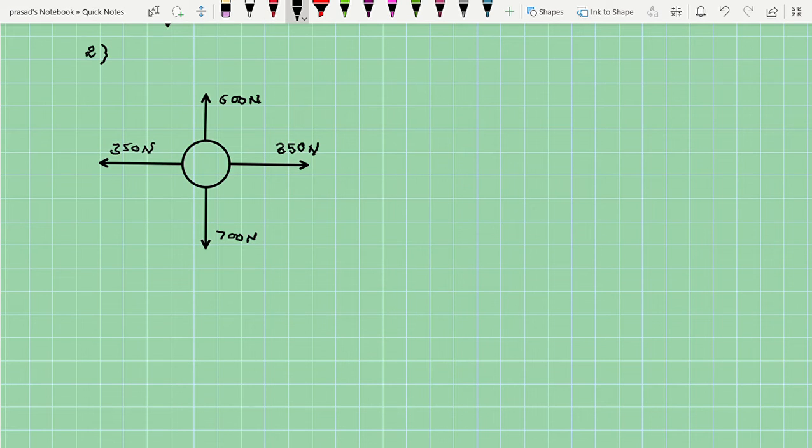So let us first discuss the forces in the vertical direction. Now vertically, 700 Newton that is acting downwards is larger, so I'll take it as positive. So 600 Newton that is acting upwards is negative. So the resultant force of 100 Newton is acting on the particle in downward direction.